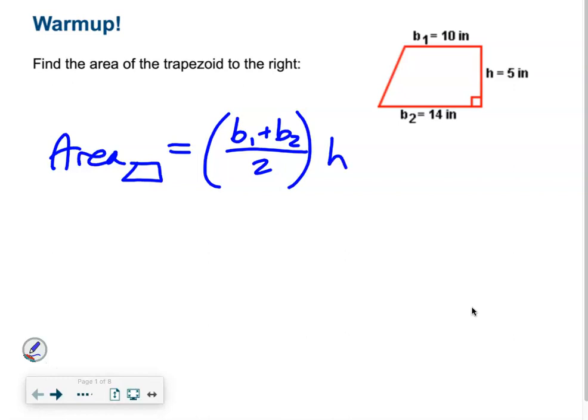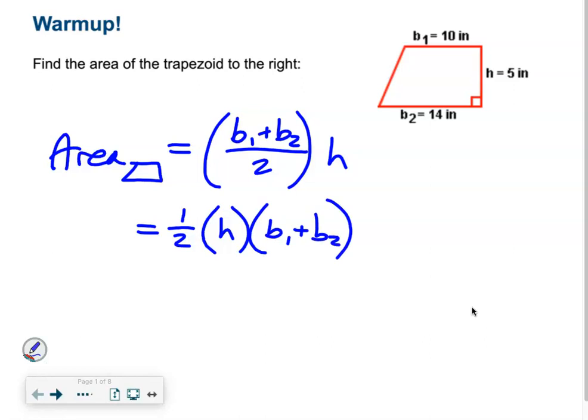I personally tend to write it like this. I know it's kind of strung out that way, but it makes it easier for me when I'm doing the problems in calculus. So anyway, however you remember it is fine. So sum of the bases divided by 2 times the height, anything that's equivalent to that.